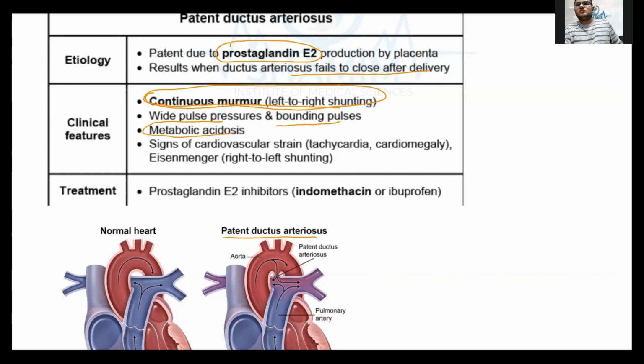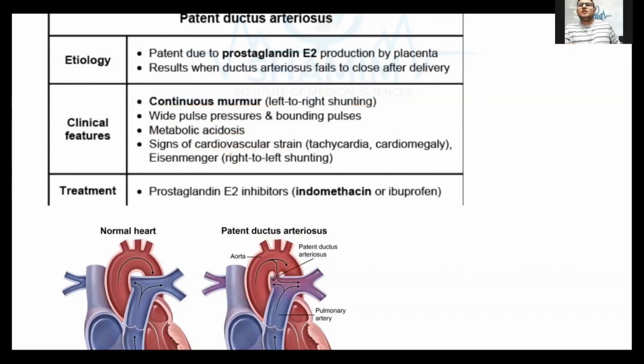Next, metabolic acidosis. Why? Because deoxygenated blood will go into the descending aorta, and deoxygenated blood will cause metabolic acidosis. Also, it presents with cardiovascular strain, meaning there will be more pressure, which leads to tachycardia, and there will be compensatory changes, that is cardiomegaly. And in the later stage, after years, it can lead to Eisenmenger syndrome.